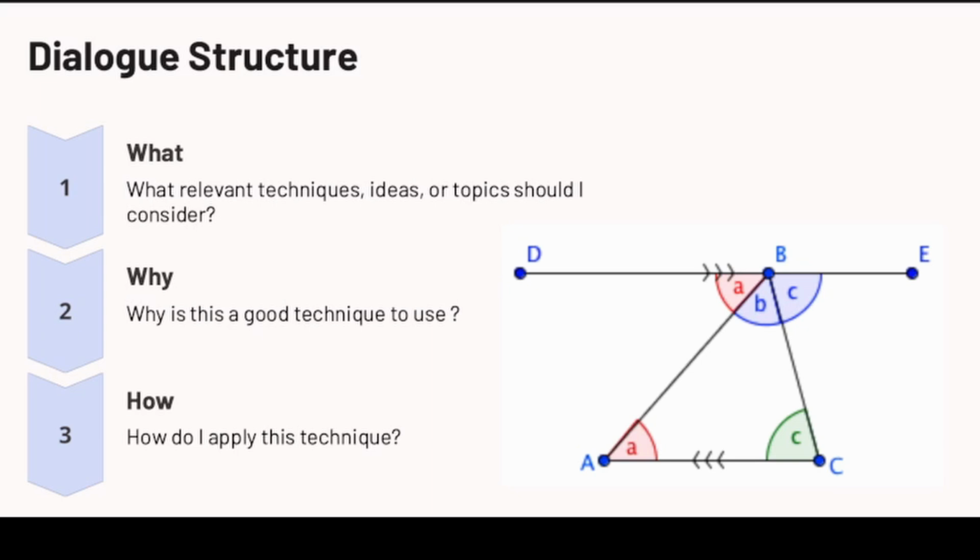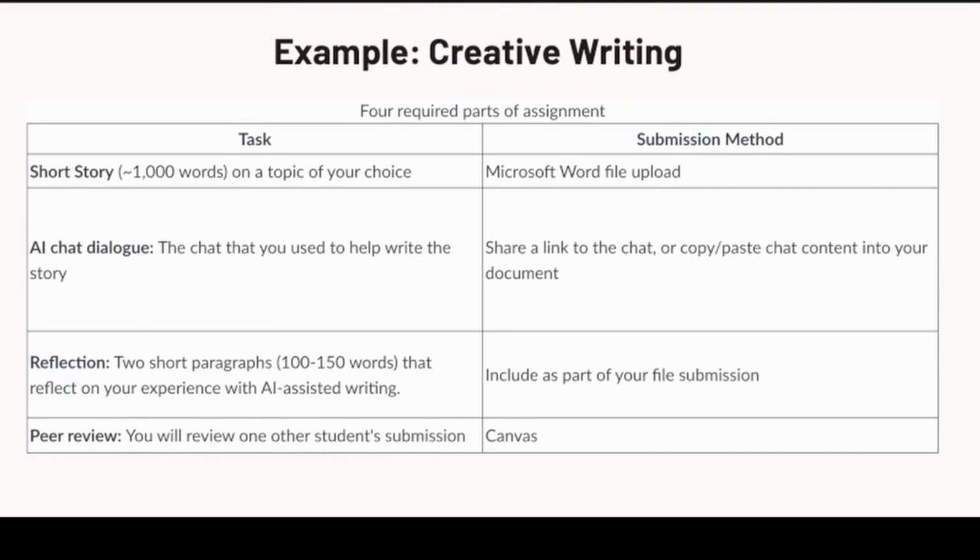Finally, if students are struggling then to apply that, you can move into how questions. Okay, I know that I need the straight line, 180 degrees axiom, and I also need alternate interior angles. But if the student still is struggling, they can ask questions about, okay, how do I use these to arrive at a solution? This here is an example, a different use case.